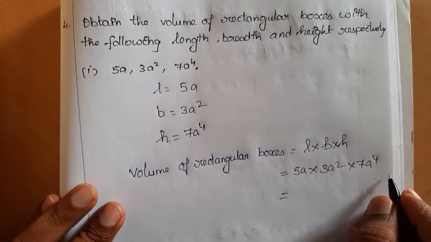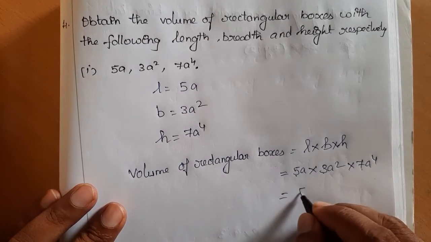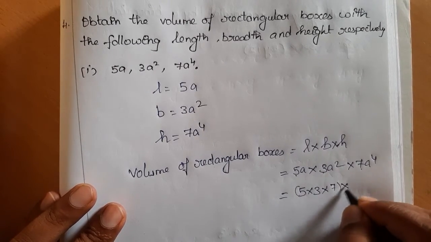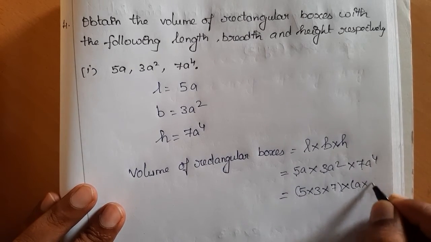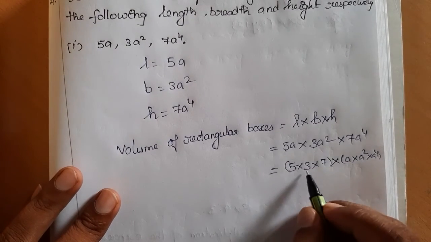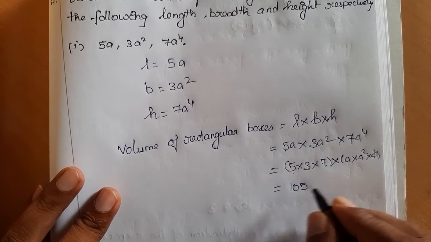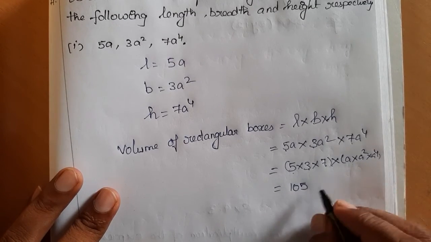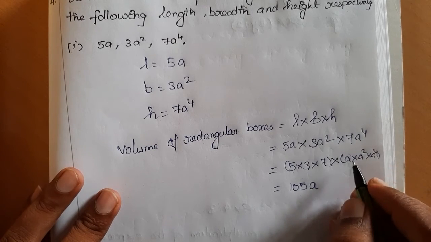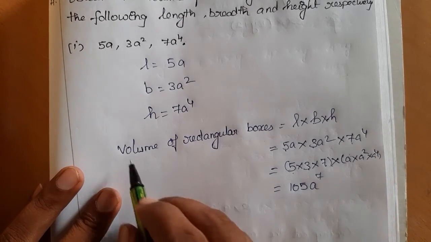So first multiply the numerics, that is 5 into 3 into 7. If you want, you can arrange and write 5 into 3 into 7 as the numerics, and this will multiply with the variables a into a square into a power 4, right? So 7 3s are 21, 21 into 5 is 105, and everything is in the same variable a. So you have to add the powers: 1 plus 2 plus 4 is 7, right? So a power 7. And this unit is very important since it is a volume.